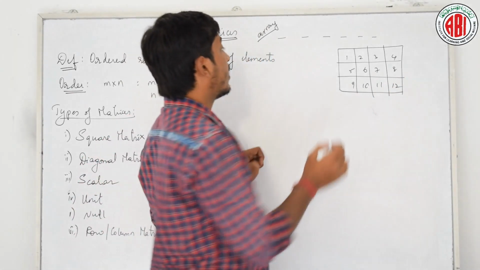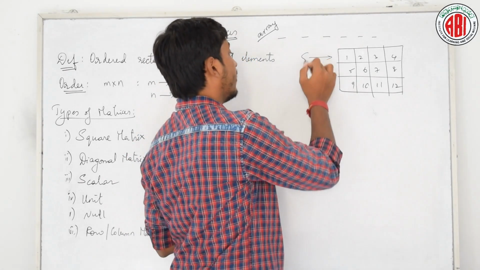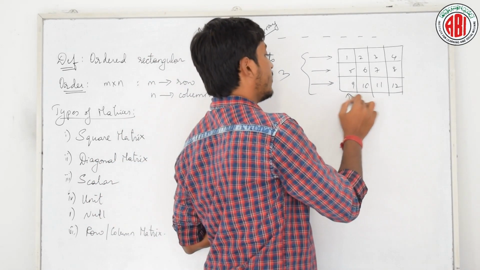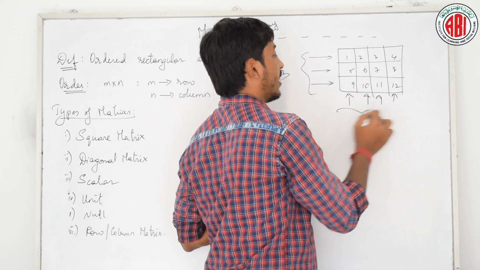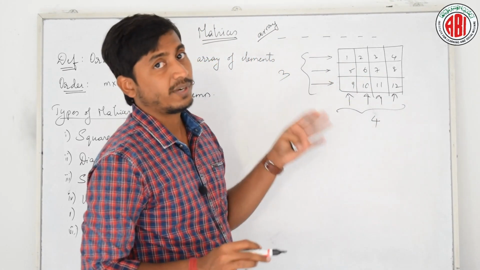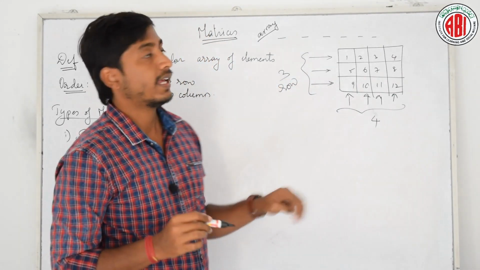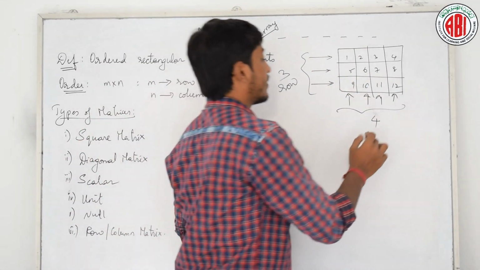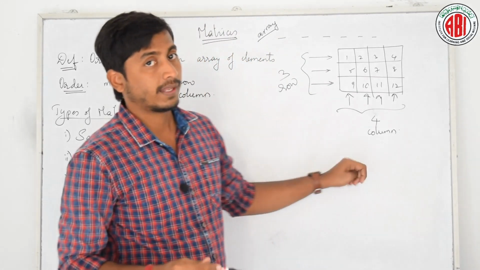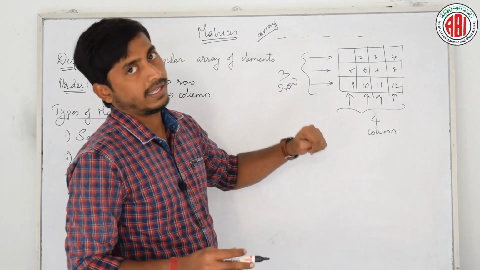Right, how many horizontal places do we have? We have 3 horizontal places, right? What about the vertical places? How many vertical places do we have? 4, right? The horizontal arrangement of elements is called a row. Is it fine? And the vertical arrangement is called a column. Can you understand the terms? Rows are horizontal arrangements and columns are vertical arrangements.